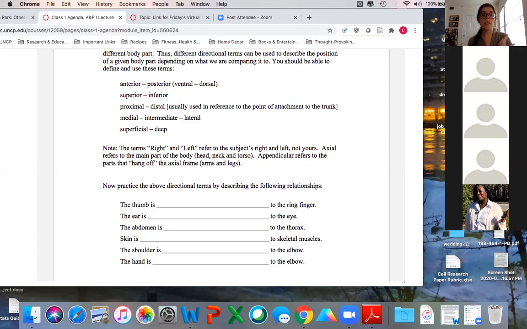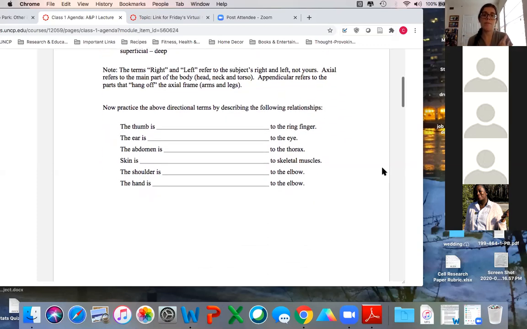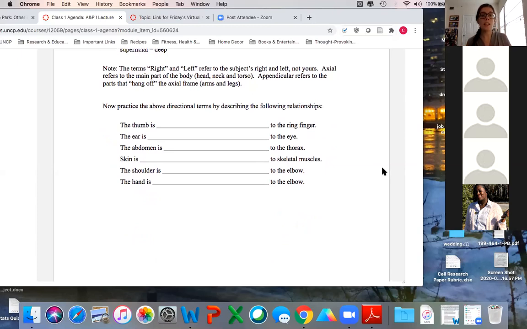Now for our limbs, this is another spot that people often get tripped up on. And for limbs, we don't use superior or inferior, meaning up or down. Instead, we use proximal and distal. Proximal meaning closer to the spot where the limb attaches to our body, and distal meaning further away. So we would say that our shoulder is more proximal to the elbow. It's closer to where the body is than the elbow.